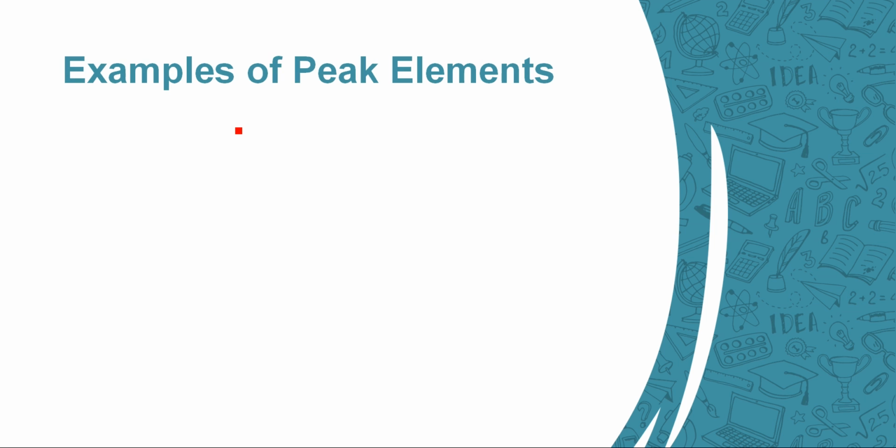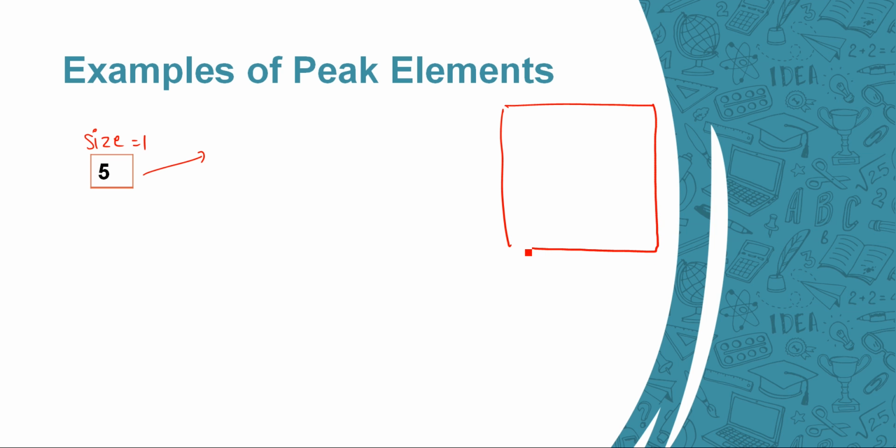All right, now let's take some examples to understand this question, then we will try to solve this. So let's say we are given an array of size 1. So in this case according to our definition it doesn't have any neighbors, right? So this is ultimately a peak element and our task is to print the peak element. So for this case this 5 will be printed.